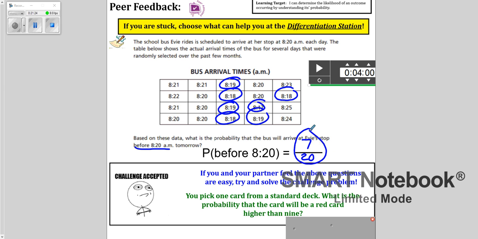Now, if you're someone who is dying to turn it into a decimal or a percent, as a decimal, it'd be 0.35, and as a percent, it would be 35%. No reason to do extra work here.